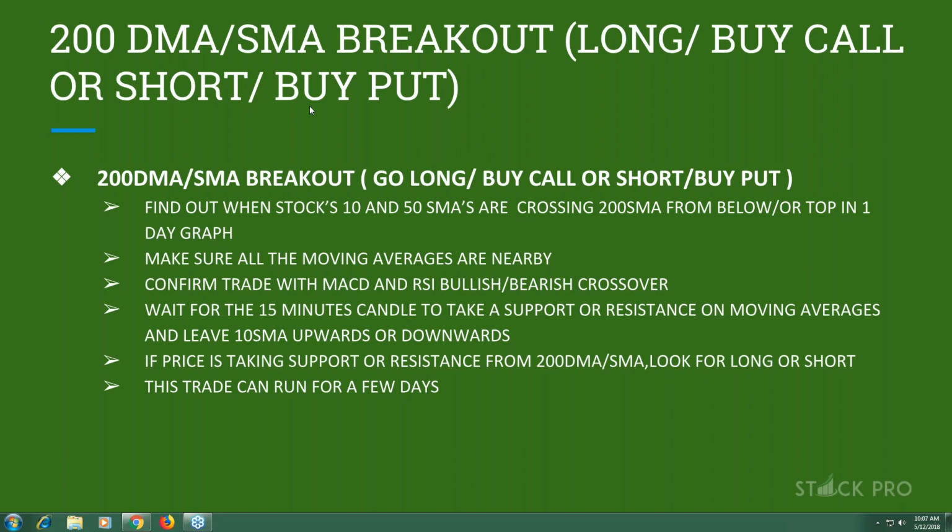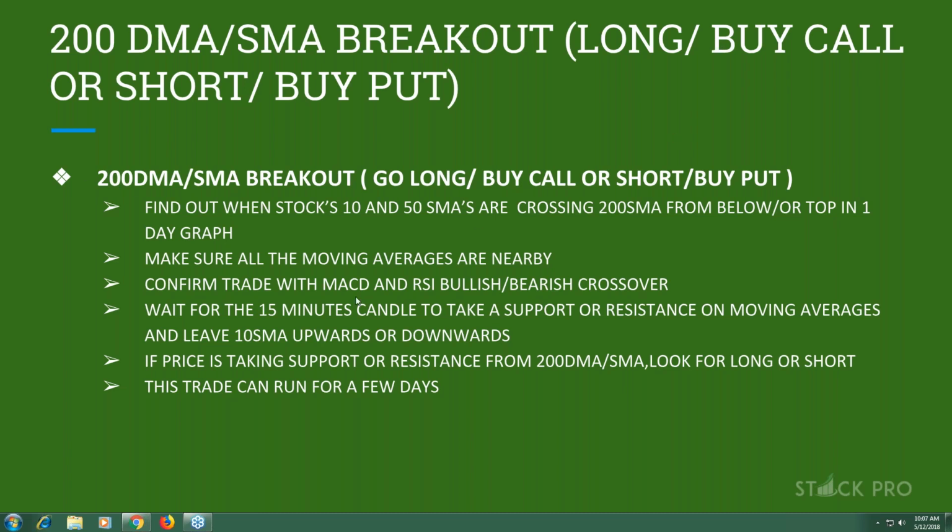It could be in the upward direction or it could be in the downward direction. If the 200 DMA breakout happens in the upward direction, means 10 moving average and 50 moving average cross 200 moving average in the upward direction, we will go long, we will buy it. Similarly, if the 10 moving average and the 50 moving average cross 200 moving average in the downward direction, we will go short, we will buy put. So what we do, we will talk about later in our different segments that we will be trading into.